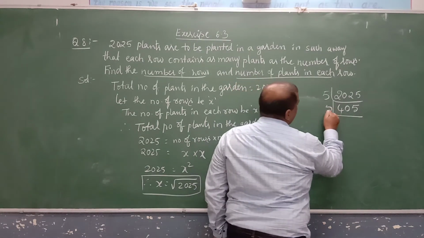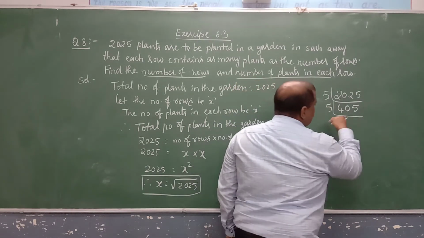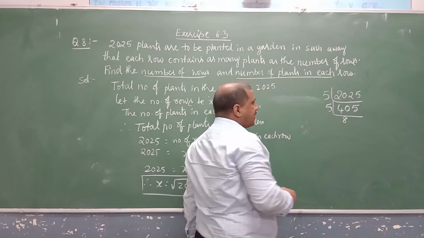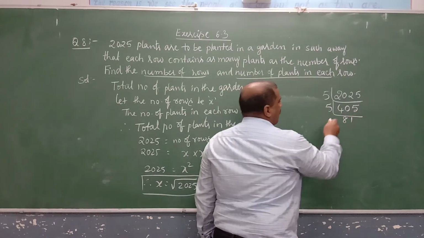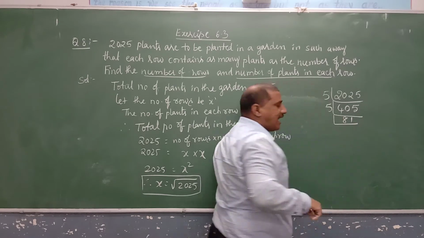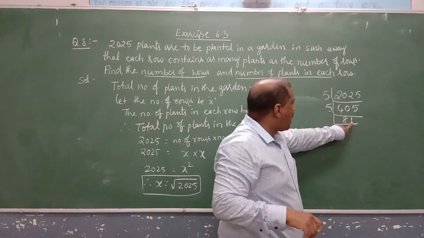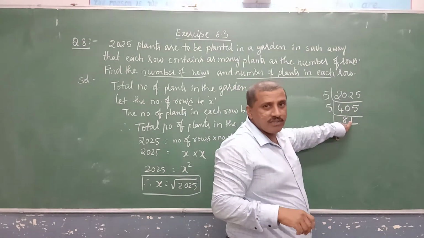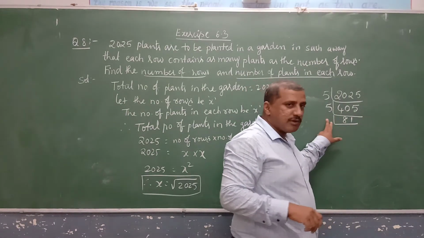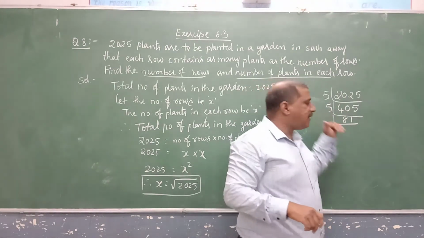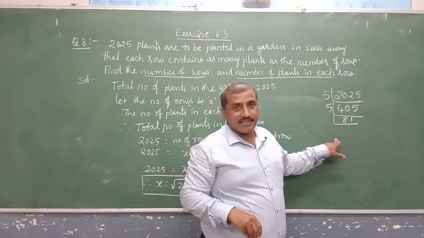Again in the unit place we have 5, therefore it is divisible by 5. Divide with 5. 5 8s are 40. 40 minus 40 is 0. Then bring the next digit 5. 5 1s are 5. Now the quotient is 81. 81 is an odd number and we have 1 in the unit place, so it is not divisible by 5. Check whether it is divisible by 2 or not. It is not divisible by 2, because it is an odd number.